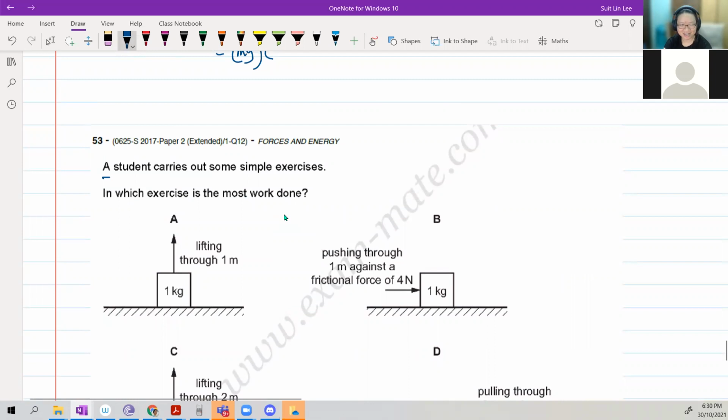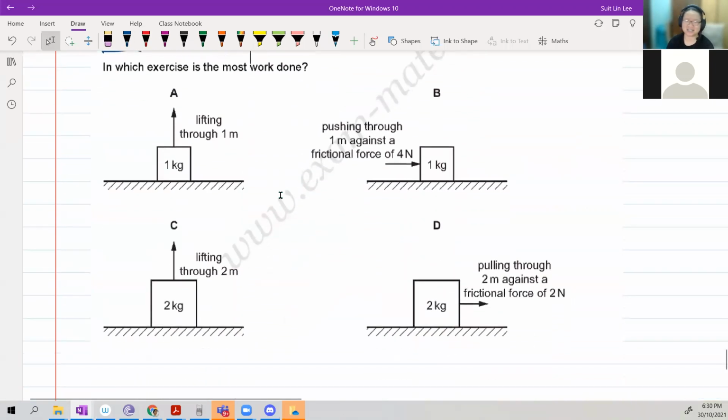Okay, one last one before we go. A student carries out a simple exercise. In which exercise is the most work done? Teacher, I ate too many plates of char kway teow just now. I need to burn some of the energy. Okay, which one will burn more energy? I give you the equation. Work done, WD, is force times distance, but force must be parallel to D. Which one will give me the most work done?